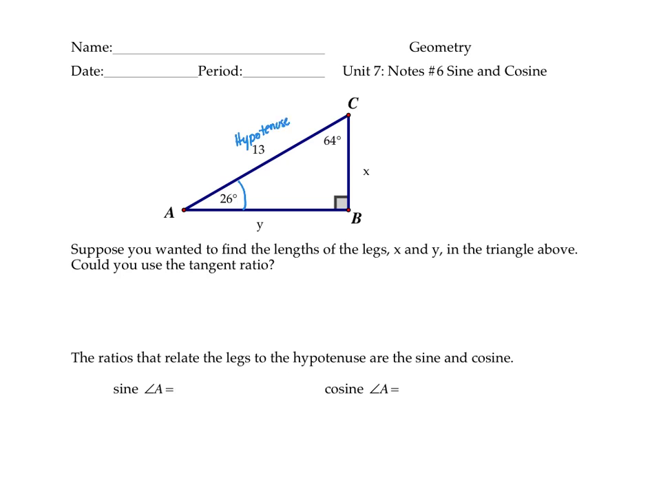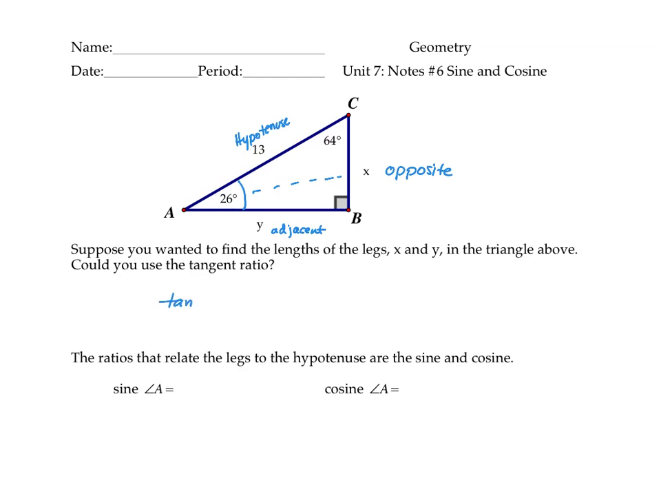But for that angle A, which is 26 degrees, x is the opposite side, or opposite leg, and y represents the adjacent side, or adjacent leg. And so suppose we wanted to find the lengths of the legs, x and y, in the triangle above. Could we use the tangent ratio? Well, let's check it out.